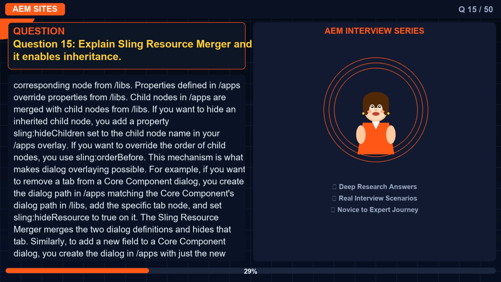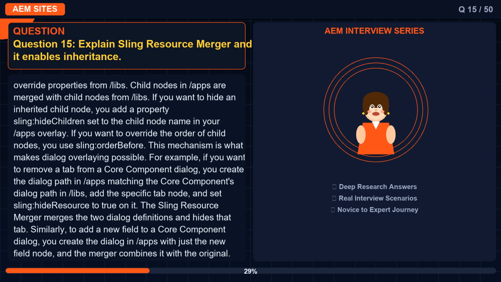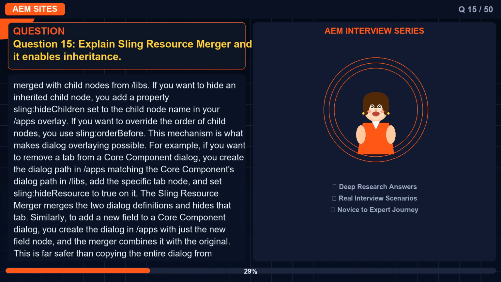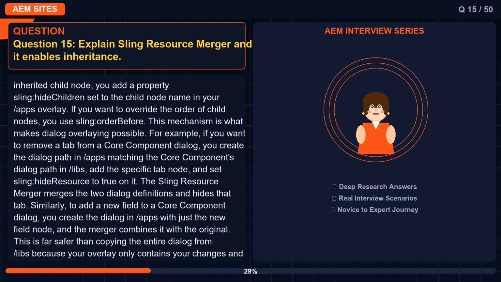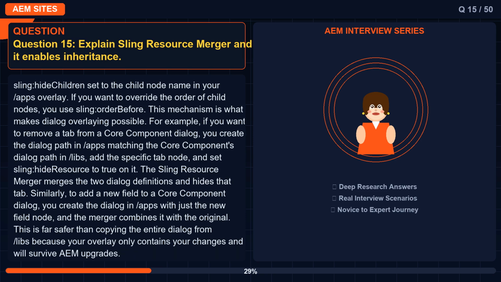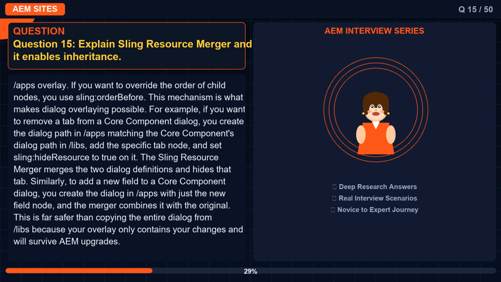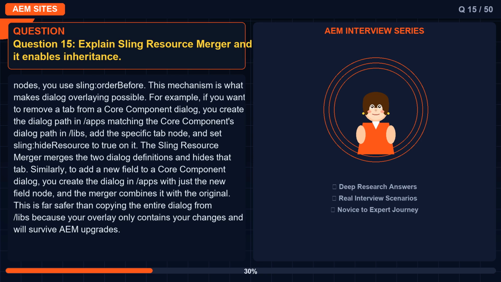For example, if you want to remove a tab from a core component dialog, you create the dialog path in /apps matching the core component's dialog path in /libs, add the specific tab node, and set sling:hideResource to true on it. The Sling resource merger merges the two dialog definitions and hides that tab. Similarly, to add a new field to a core component dialog, you create the dialog in /apps with just the new field node, and the merger combines it with the original. This is far safer than copying the entire dialog from /libs because your overlay only contains your changes and will survive AEM upgrades.